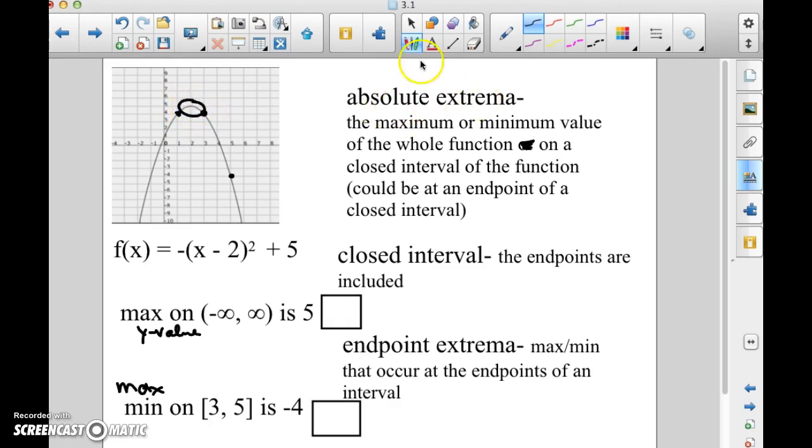Or an absolute extrema can be the maximum of the whole interval, all real numbers, the whole open interval from negative infinity to infinity. So that's what an absolute extrema is, either the highest or lowest point on the whole domain of the graph or on a closed interval including the endpoints.